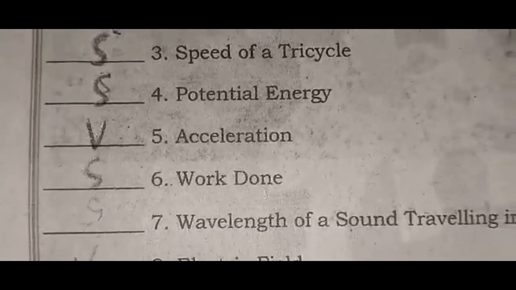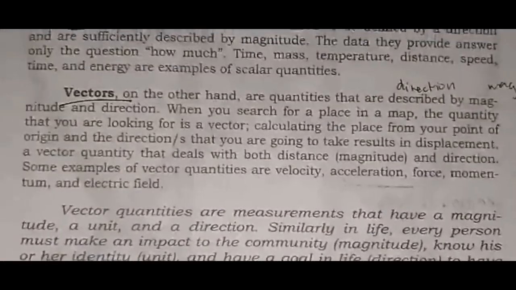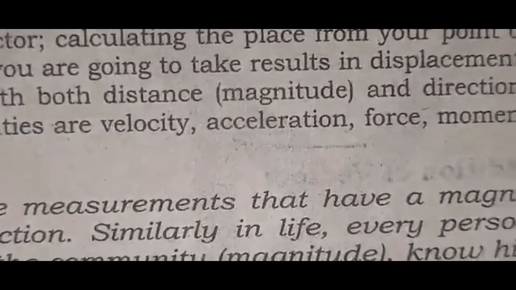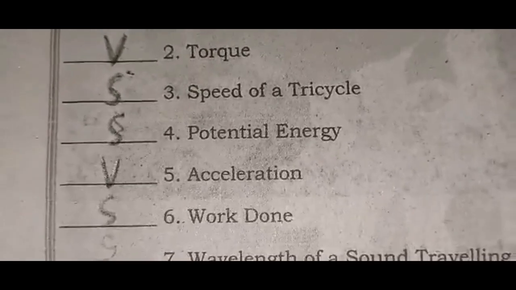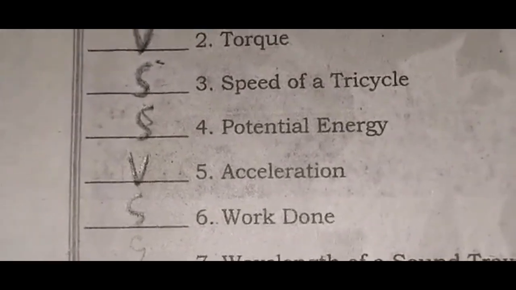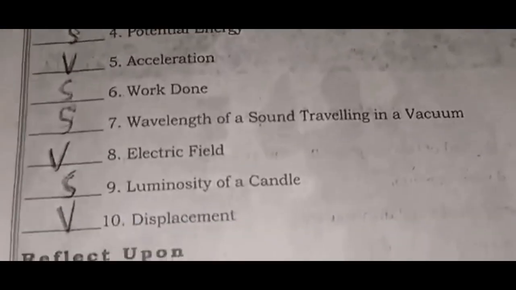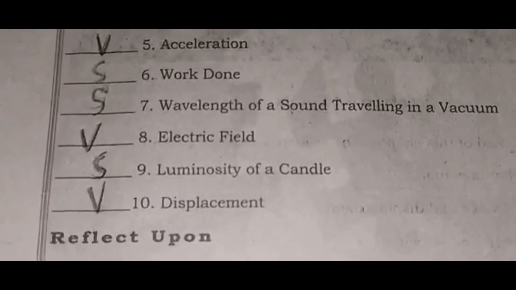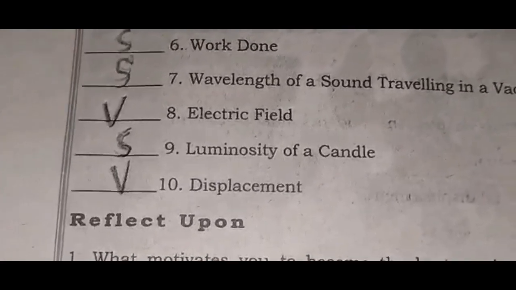Next one is the acceleration. Acceleration is a vector quantity because one of the examples of vector quantities is acceleration. Therefore, it is a vector quantity. Next one is the work done. Same with the potential energy, it only has a magnitude but no direction. Therefore, it is a scalar quantity. Next one is the wavelength of a sound traveling in a vacuum. It is a scalar quantity because it has a magnitude but it doesn't have a direction.